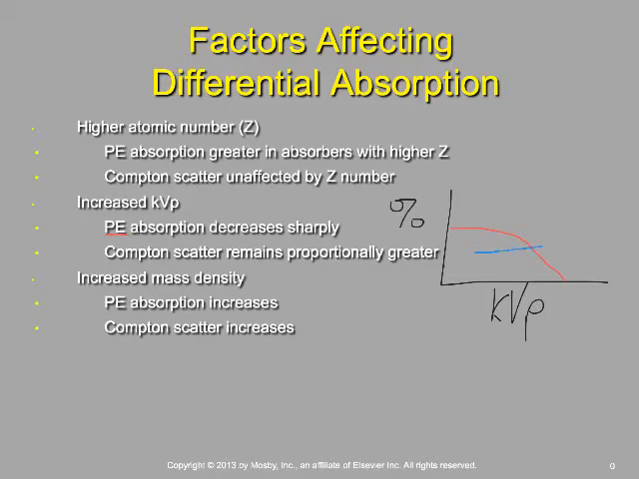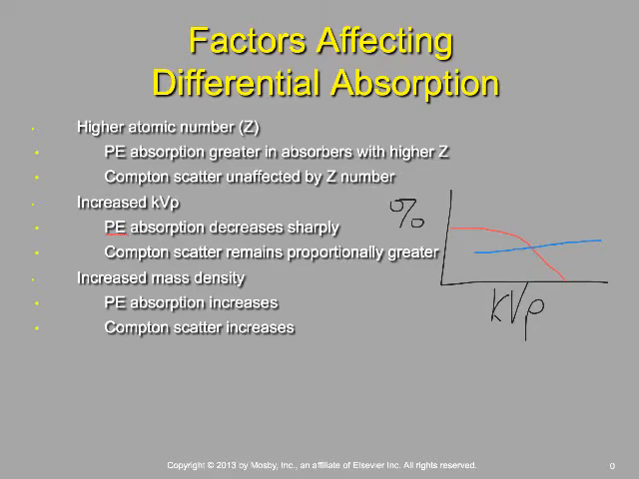Compton remains proportionally about the same. It moves up maybe just a little bit. But you can see somewhere in this general area right here, the percentage of Compton interactions just eclipsed the percentage of photoelectric interactions. Do you see what I'm talking about? So Compton didn't change that much, but because photoelectric effect started to fall off as I increased the kVp, I now have proportionally more Compton interactions occurring within the patient.